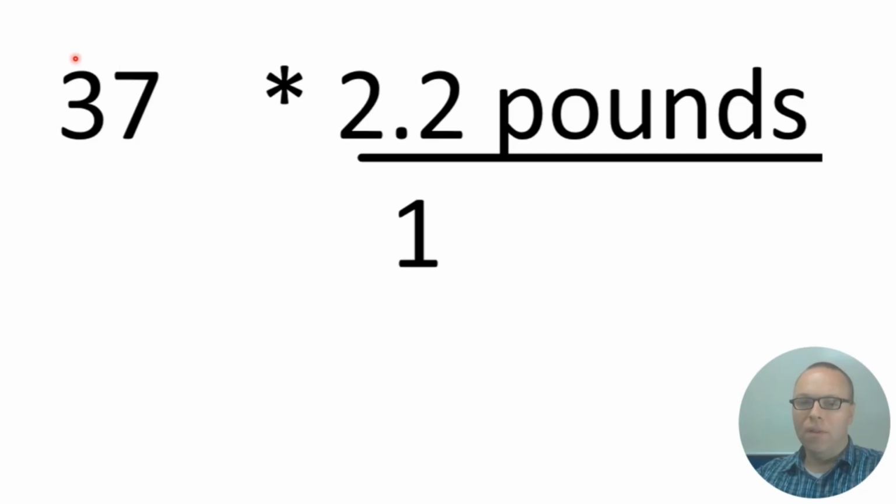So now I have 37 times 2.2 pounds all over 1, right? What's going to happen is, because any number divided by itself is itself, in this case 2.2 pounds, I'm able to get rid of this 1 here in just a second. Now, here's where a lot of students go wrong.